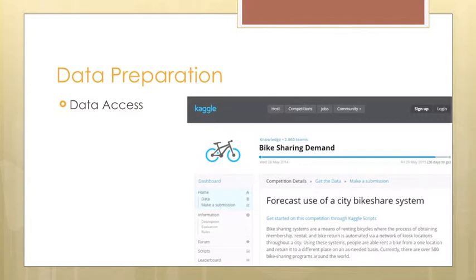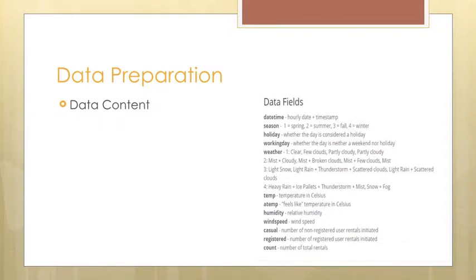For the data preparation, we would be discussing the data access, data consolidation, data cleansing, data transformation, and the data reduction. For data, I have referred to the Kaggle website. This project is a competition organized by Kaggle. For the data content part, we have various attributes in the original data, like date, time, season. For example, spring has been mentioned as one, summer two, likewise, holiday, working day, weather conditions, temperature, atemp, which is the feels-like temperature, humidity, casual, that is the number of non-registered bike users, registered is the number of registered bike users, and count is the total number of rentals for that hour.